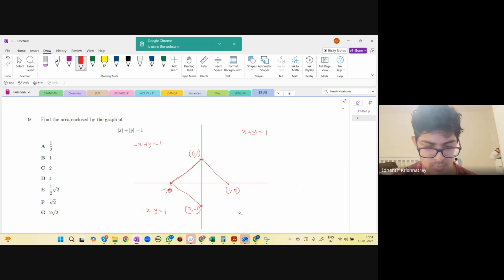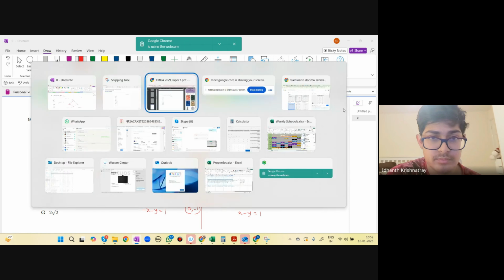This will be this. So basically, the area of a square is half into product of the diagonals. So the diagonal length is 2 and 2. So half into 2 into 2, which is 2.